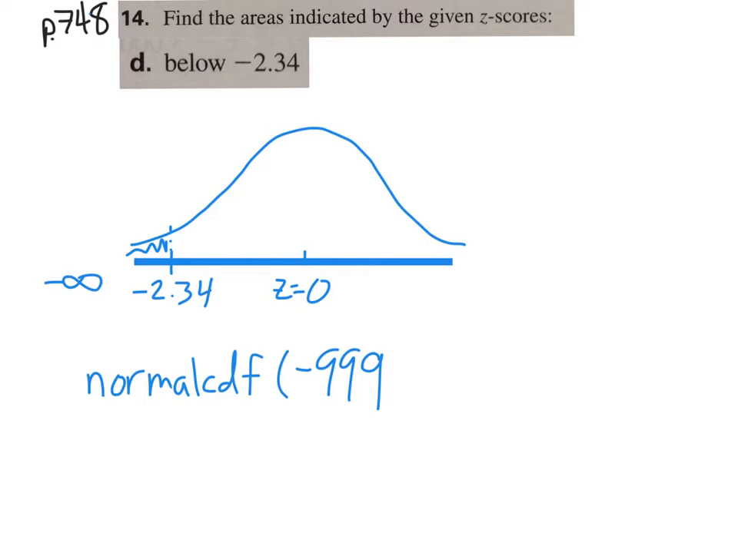And because this curve gets so small, it gets so close to 0 out here, it doesn't actually matter. You could use negative 99999, however many nines you want. You should still get roughly the same answer when you round. The error gets so small that it doesn't matter. So I would just use negative 999 as your left bound, and then negative 2.34 as your right. And again, all we're doing here is approximating this range over here. It goes from negative infinity up to negative 2.34. This is our approximation for negative infinity up to negative 2.34.